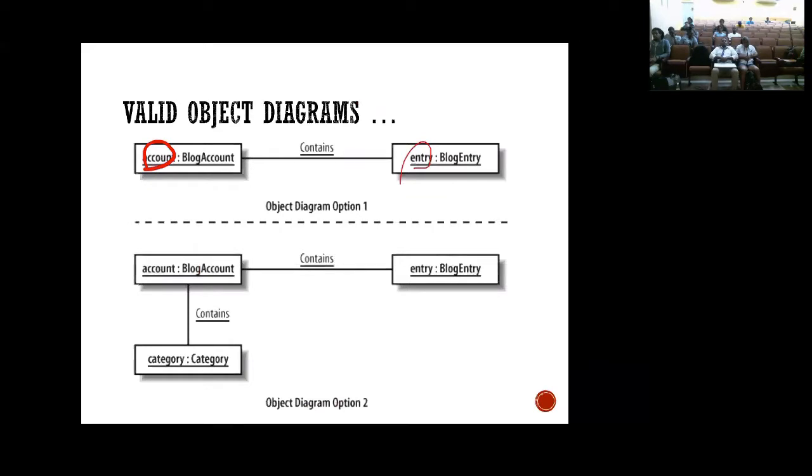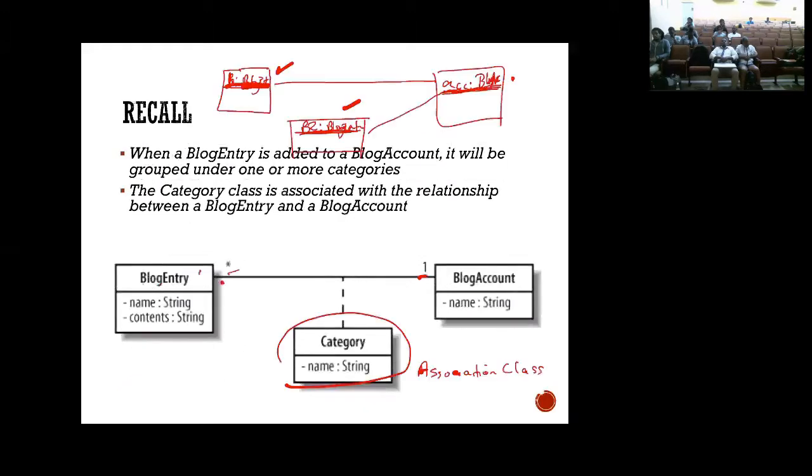So the second one shows a single blog account that contains a single entry. And it also shows that the blog account has a category. That's also valid. Why is it valid? Because if you look back over here, this association class tells us that blog account is also associated with the category.